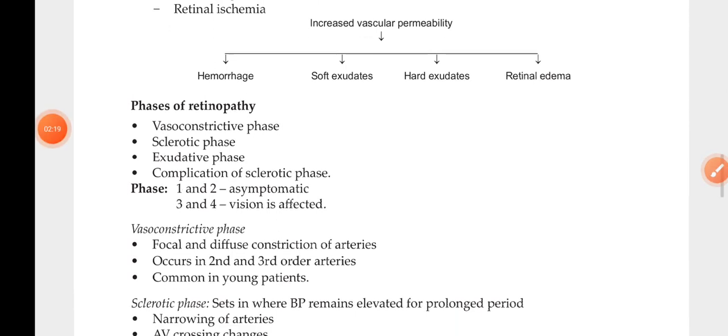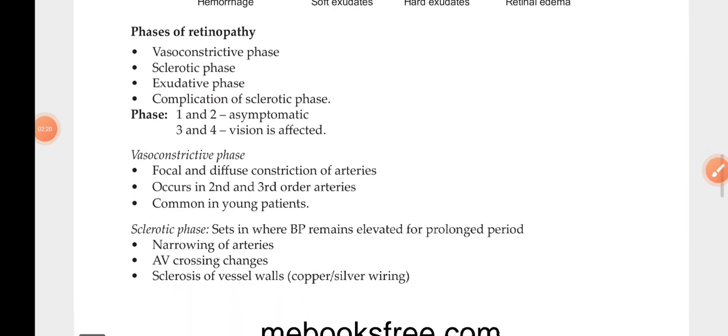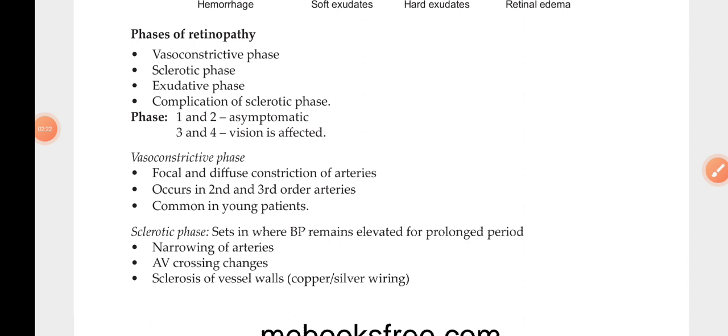Now, what are the phases of retinopathy? Vasoconstrictive phase, sclerotic phase, exudative phase, and complication of sclerotic phase. First there will be vasoconstriction, next sclerosis, next exudation, and then complications. Phases 1 and 2, vasoconstriction and sclerosis, are asymptomatic with no symptoms. In phases 3 and 4, exudative and complications, vision is affected and there will be a defect in vision.